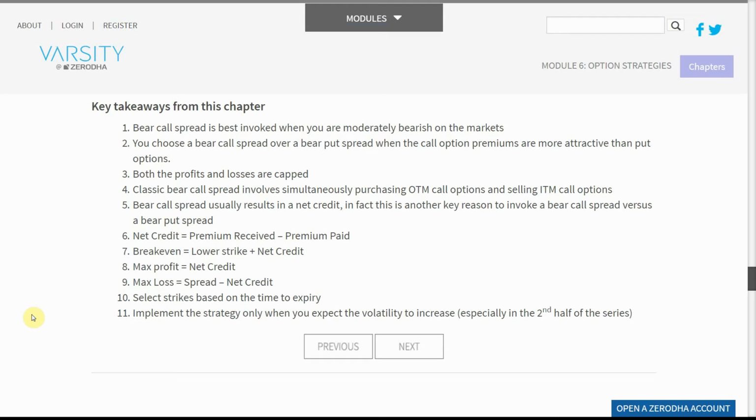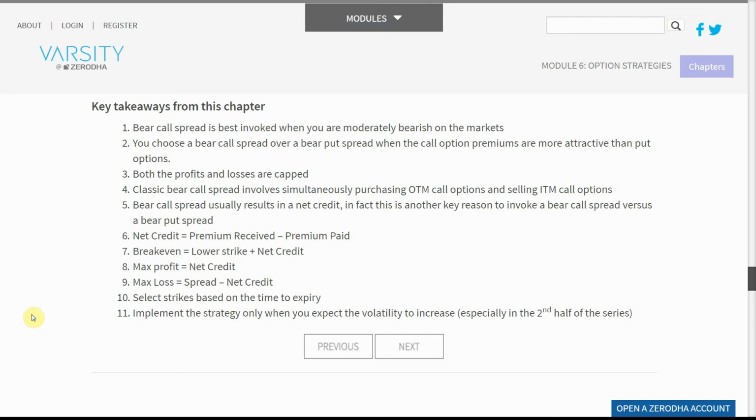Bear call spread is best invoked when you are moderately bearish on the markets. You choose a bear call spread over a bear put spread when the call option premiums are more attractive than put options. Both the profits and losses are capped.